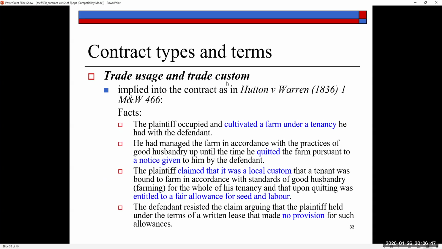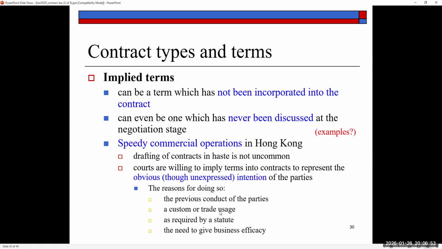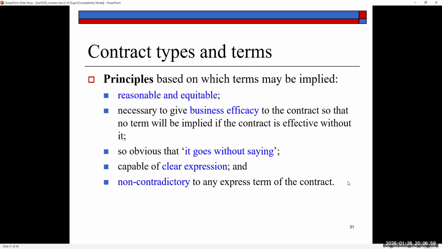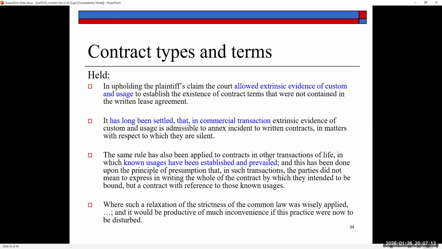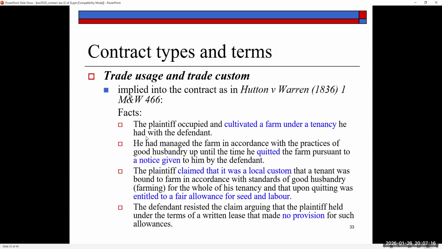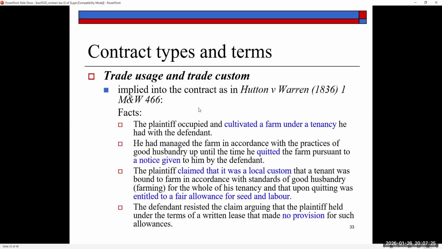Trade usage and trade custom. I mentioned this before, right? Here, custom and trade usage allow contract terms to be implied. So this is a precedent illustrating this principle, reliance on trade usage and trade custom. Again, I'll allow you 2 minutes to read the facts of this case, the Hutton and Warren case, and the decision held. Then I will explain the facts and the decisions to you.